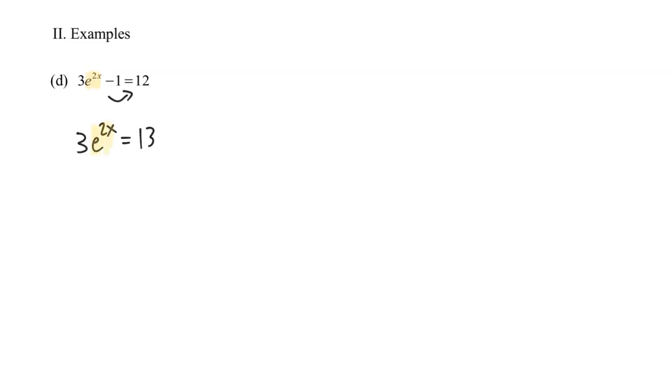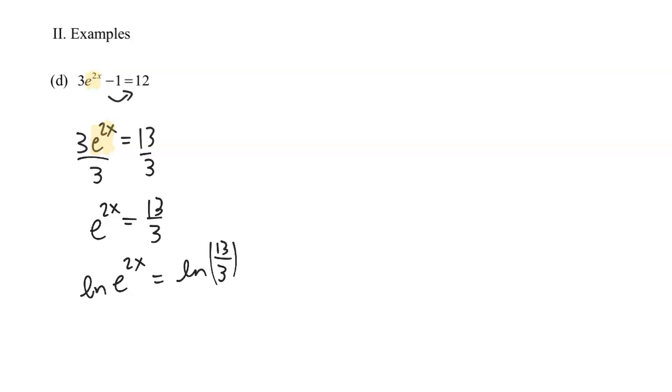Again, here's my exponential expression, and so to get rid of that 3, we just need to divide by 3 on both sides, and that's going to get that exponential expression isolated. I'm just going to leave that as a fraction. Okay, we're now ready to take the natural log of both sides, so ln of e to the 2x is equal to ln of 13 divided by 3.